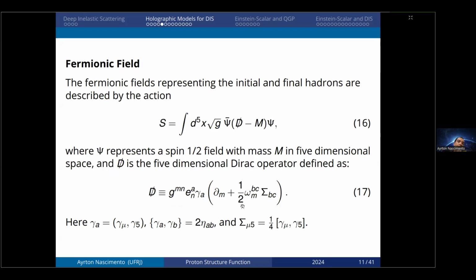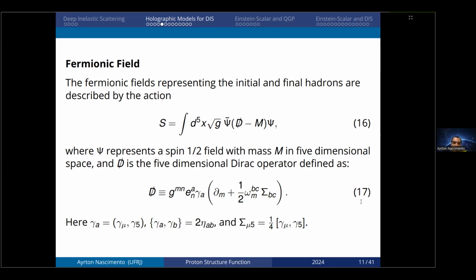And if you go for the fermionic field, you just work with a Dirac Lagrangian in 5 dimensions, okay? So right now, the Dirac operator is defined like this, in which you have all these things over here, like the gamma matrices and everything.